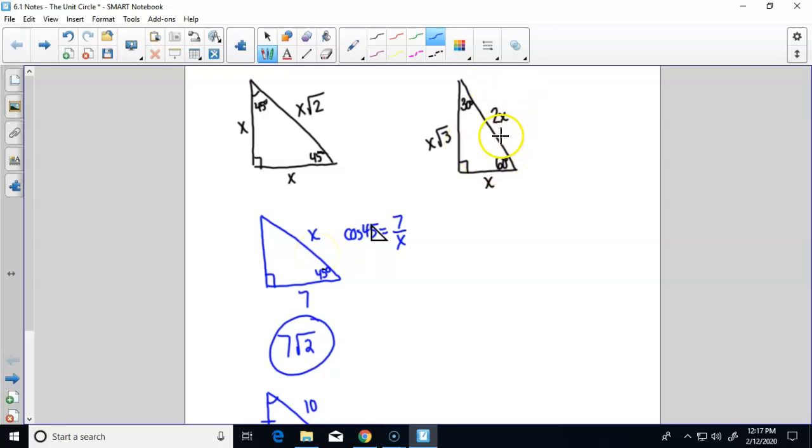30, 60, 90 triangles are a little bit more difficult because they've got a little bit more going on. But if we had a triangle that looked like this, and they told us this was a right angle, and that this was 30 degrees, and they told us this side right here was 4, then we would know automatically this side right here would be 8. We would just take twice the short leg, right? And then this side right here would be 4 square root of 3. So if they were asking for those, you would know them really quickly.